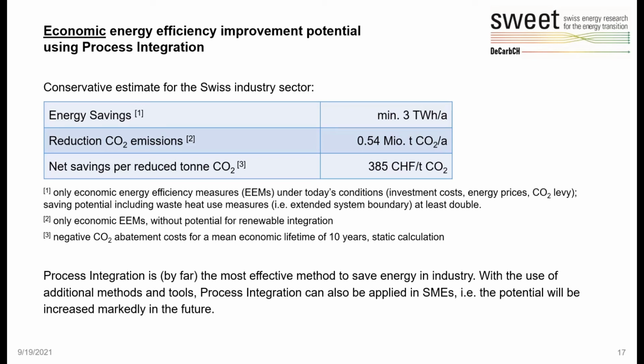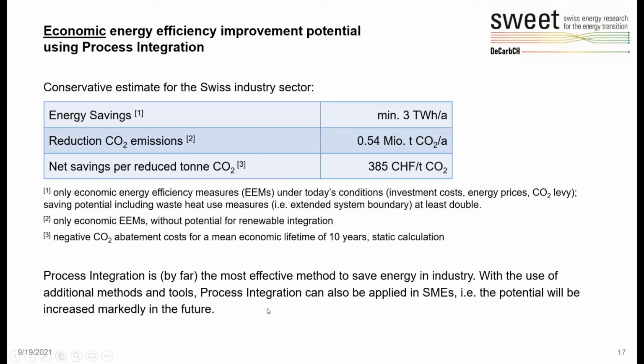First, we evaluated in Switzerland the pinch analyses that have been conducted. Then the achievable energy savings were determined over the large number of potential additional processes that can be analyzed to be at least 3 terawatt hours per year. And the associated CO2 reduction was found to be a little more than 500,000 tons of CO2 per year. The net savings per ton of CO2 reduced is almost 400 Swiss francs per ton. So this is, in this case, a negative CO2 avoidance cost.